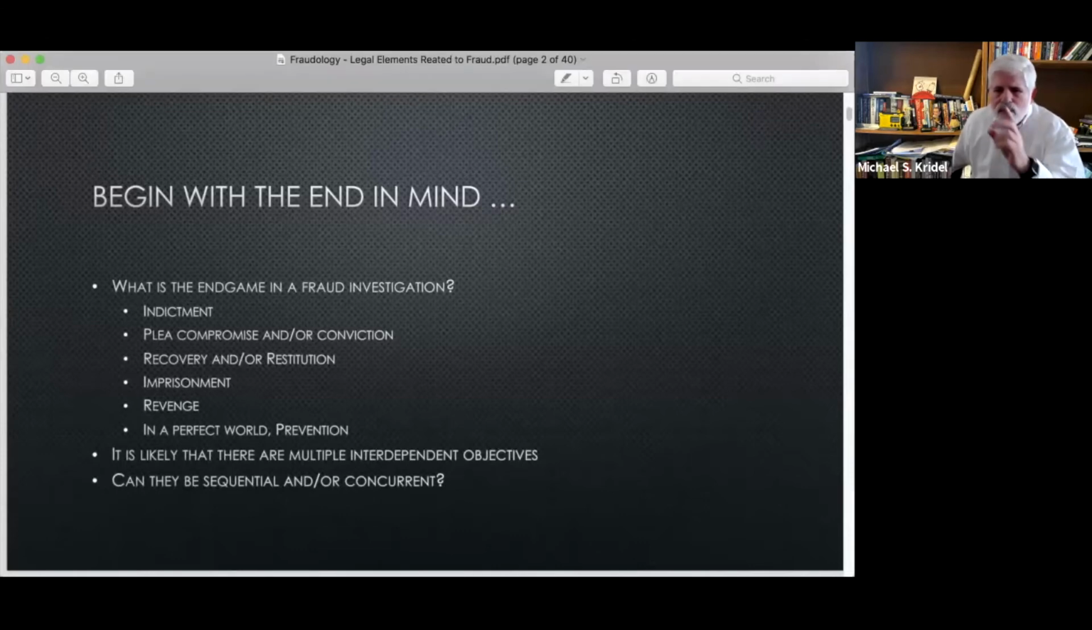Typically, one or more of these objectives, these end results, will be considered and sought at the same time. The question is, can they be sequential or concurrent? Concurrent means that you go down those paths simultaneously. Sequential means that you build a series of results and you build that into your case theory. Next slide.